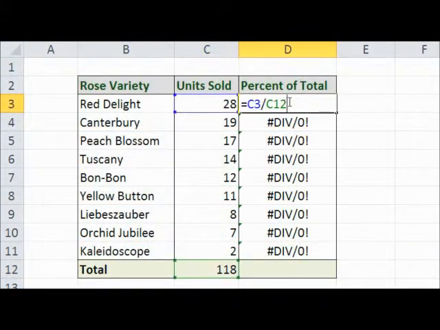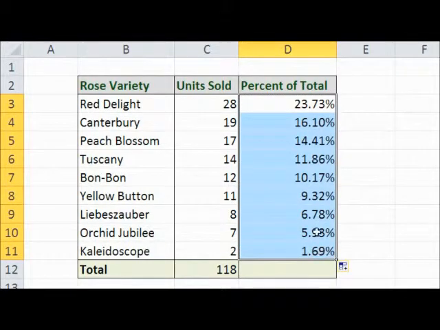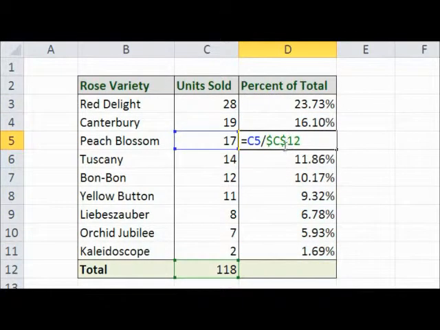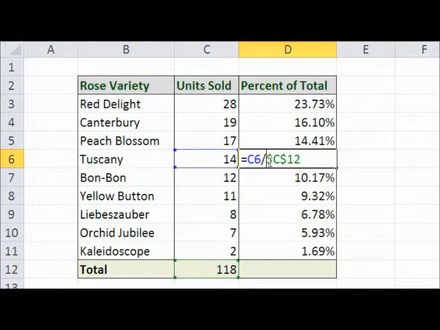So we can go back to this example and add $ signs before the column and the row to make C12 an absolute reference. And now if we copy this formula, these numbers look a lot better. If you double-click on some of them, you can see that the relative reference is different in each one, but the C12 reference stays constant.